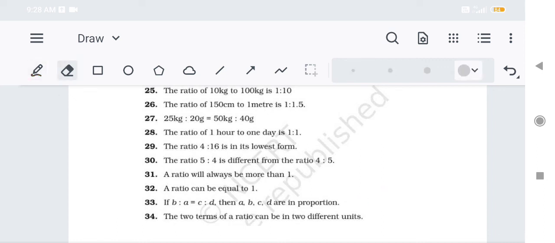Question number 34, it is written that two terms of a ratio can be in two different units. Yes, the two terms of a ratio can be in two different units. See, here it might be written in this way, but whenever we are doing the sum, it must be converted to a single unit. Otherwise, it will not be a ratio. Okay, so this statement is false.